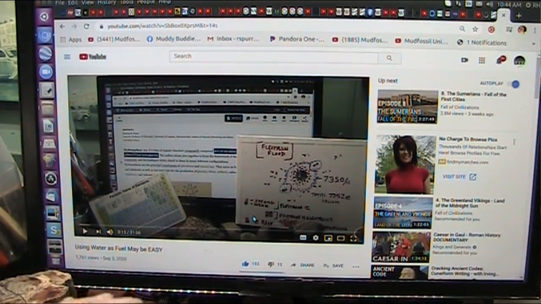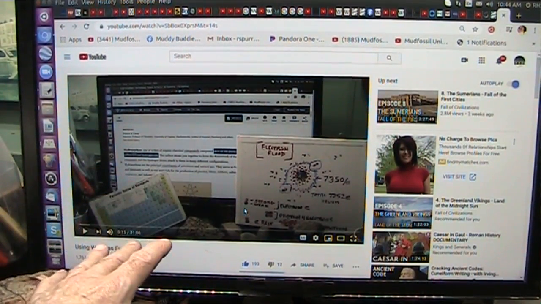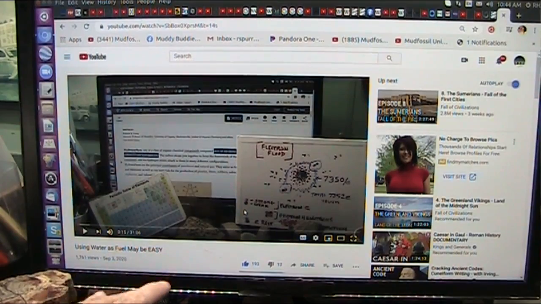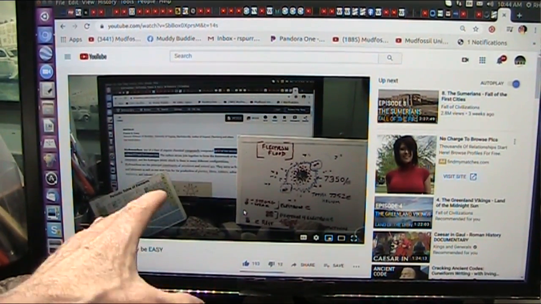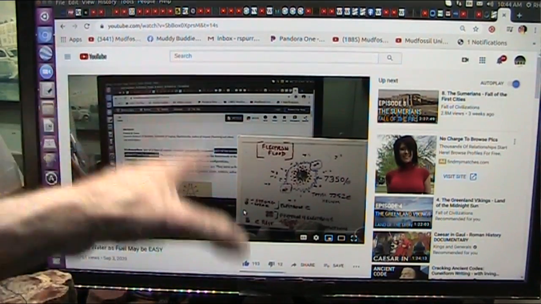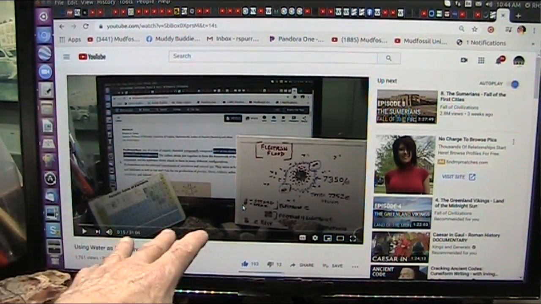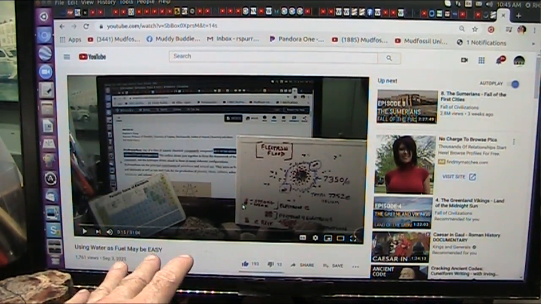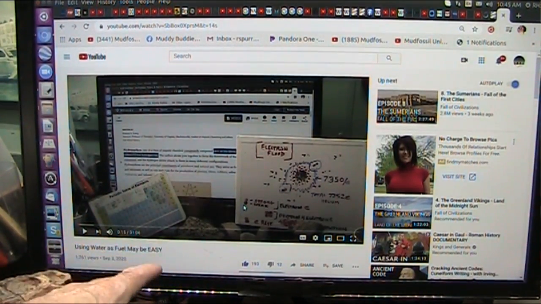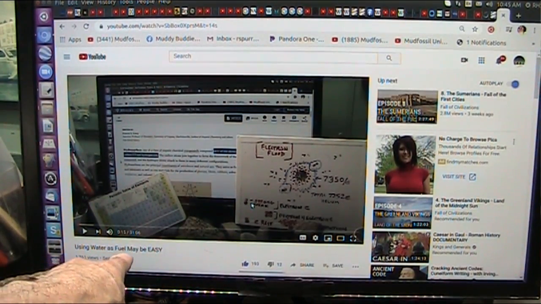If we can use a Venturi to create hydrogen and reincorporate it back into the oxygen, you get what's called Brown's gas, which is an extremely explosive form of hydrogen and oxygen, because it has extra electrons that have been forced in, and we would force them in using the Venturi. We will discuss this, but I need to discuss it with somebody that can do something about it. Now, come up and watch this. Using water as fuel may be easy.